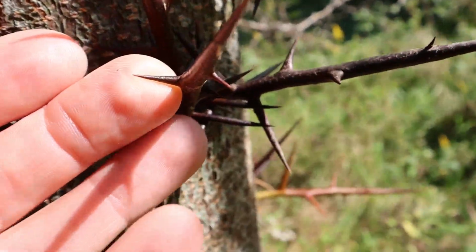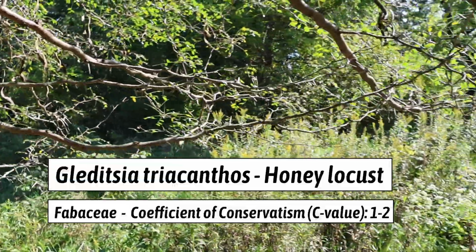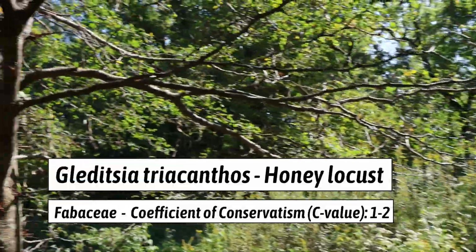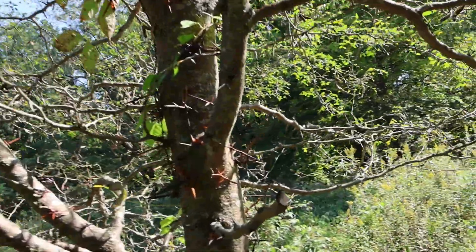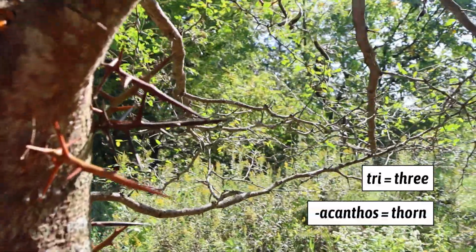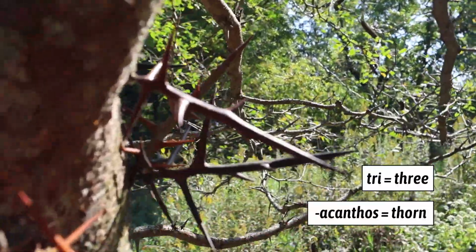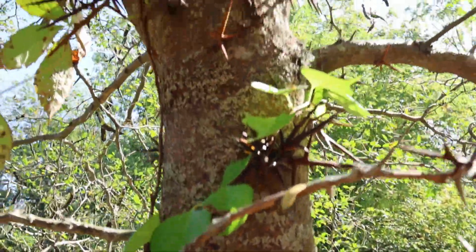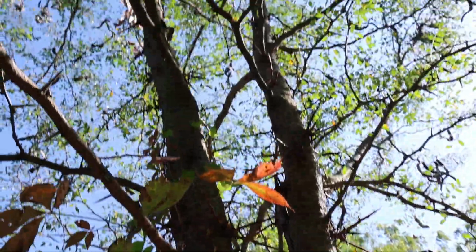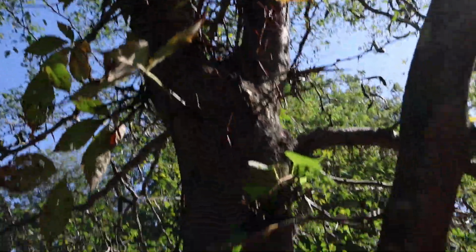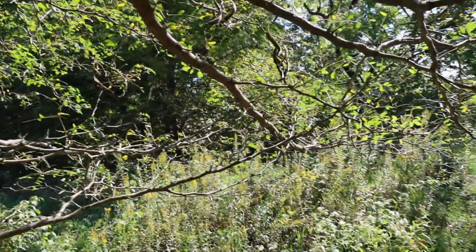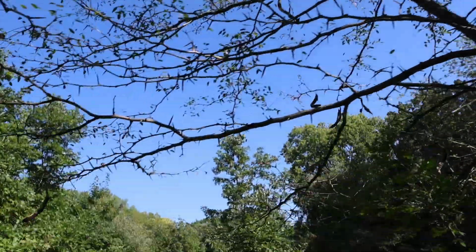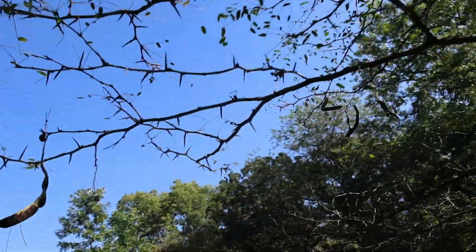These are the thorns. And this tree is called honey locust, Gleditsia triacanthos. Tri meaning three, acanthos meaning, I don't know, thorns or something. I don't know Latin. But this tree is especially not fun to encounter because the thorns will grow all along the trunk as well as along the branches. This is a native tree. It is a legume, Fabaceae family.